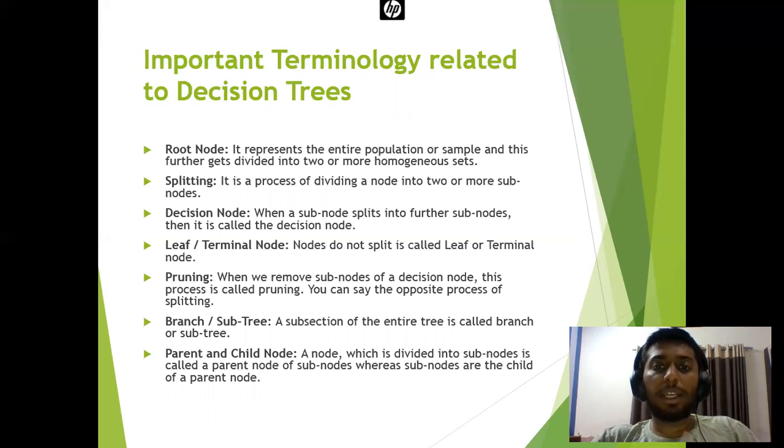A subsection of the entire tree is called a branch or a subtree. A parent and a child node: a node which is divided into subnodes is called a parent node of those subnodes. Various subnodes are the children of a parent. For example, we had height, then we have short, medium, and tall. So height will be the parent, and short, medium, and tall will be the child nodes.